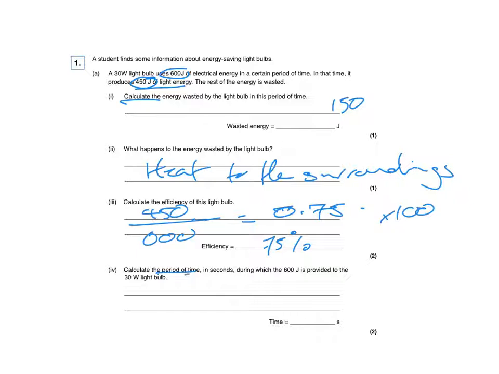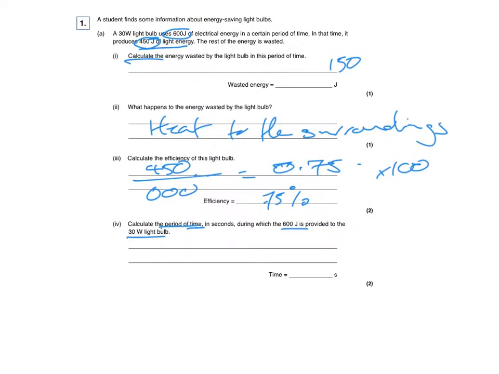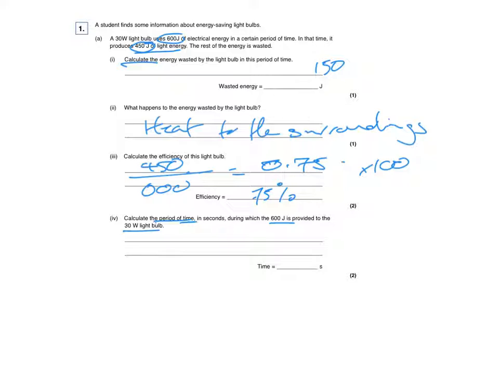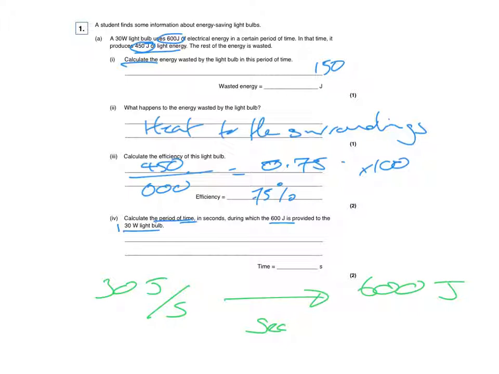Calculate the period of time in seconds during which the 600 joules is provided to the 30 watt light bulb. Two ways of doing this. The easier way is just thinking about what 30 watts means. Well, 30 watts means it gives out 30 joules every single second. And so you've got to work out how many seconds until it gets to 600 joules. If you think about it like that, it's actually quite an easy thing to work out. But I'm going to show you how to rearrange the equation method.